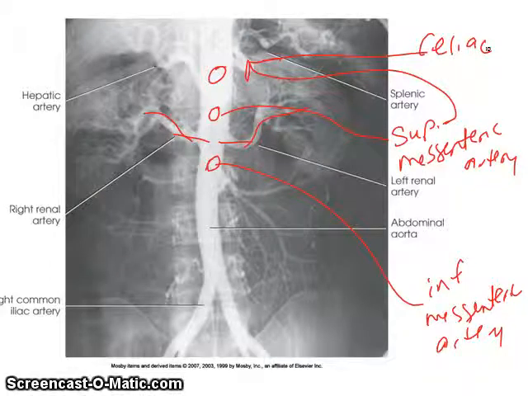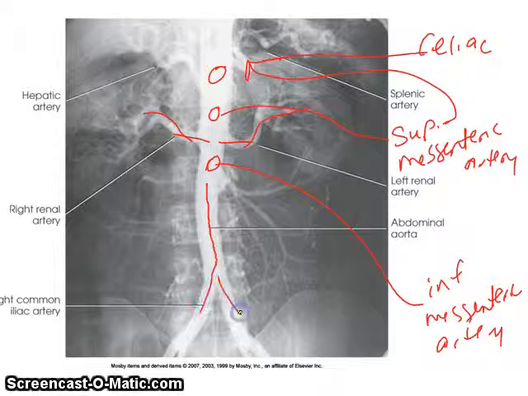Then it's the superior mesenteric artery. Then you've got your right and left renals, which are lateral branches, and then the inferior mesenteric artery. As you descend, the aorta bifurcates into the right and left common iliac arteries.